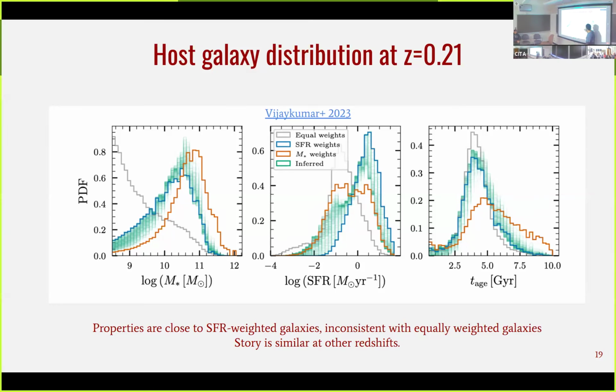And as you can see, these green bands, you can think of the width of the band as observational uncertainties. They are consistent with star-forming galaxies rather than a set of galaxies which is just weighted by their stellar mass. So this is the histogram of the stellar mass. Of course, for the star formation rate it's the same picture, and also for the mean stellar age of the galaxies which are the hosts of these merging binaries.